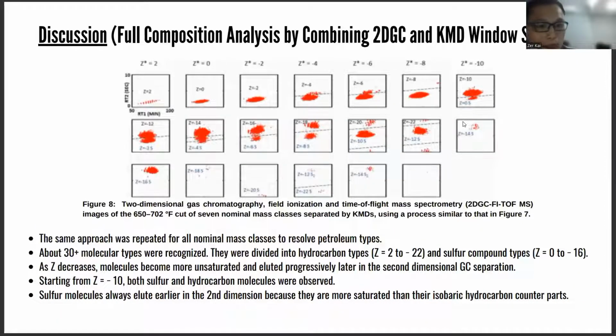The same approach was repeated for all nominal mass classes to resolve petroleum types. About 30 plus molecular types were recognized, and they were divided into hydrocarbon types and sulfur types. As Z decreases, molecules become more unsaturated and elute progressively later in the second dimensional GC separation. Starting from Z equal to negative 10, both sulfur and hydrocarbon molecules were observed. Sulfur molecules always elute early in the second dimension because they are less polar than their isobaric hydrocarbon counterparts.